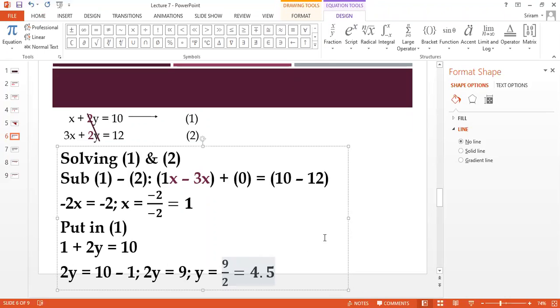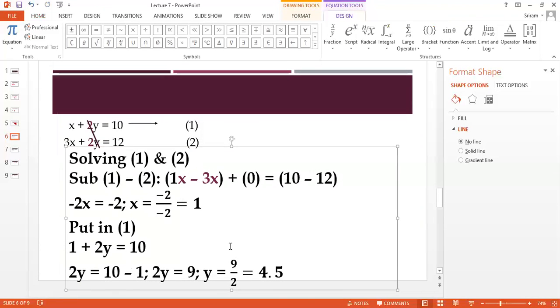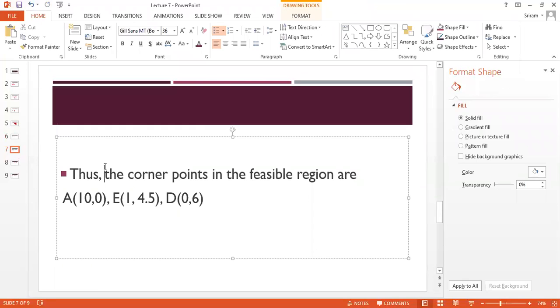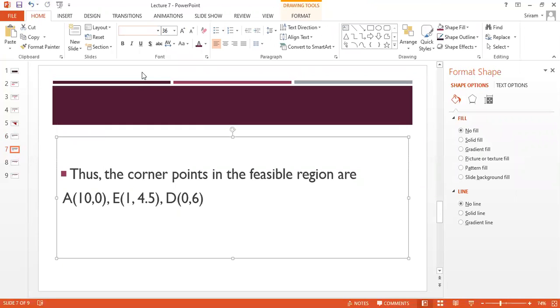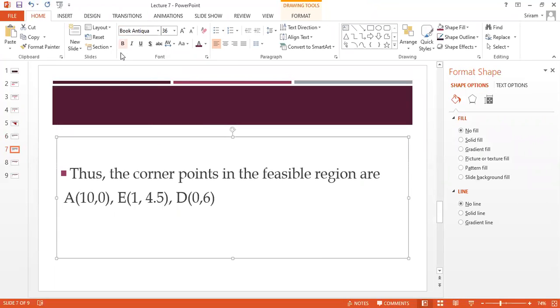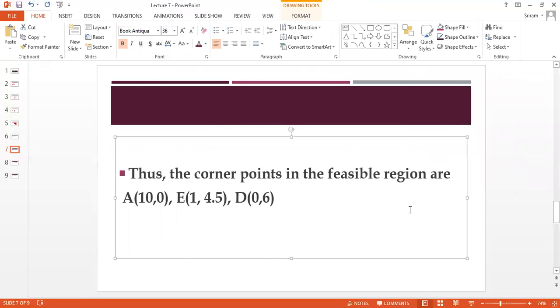So now we got the 2 points. The value of x is 1 and the value of y is 4.5. So we are going to take the point E as 1 comma 5. Now everybody understands how to solve the equation. You can use any method here. I am not telling you to follow the same method.